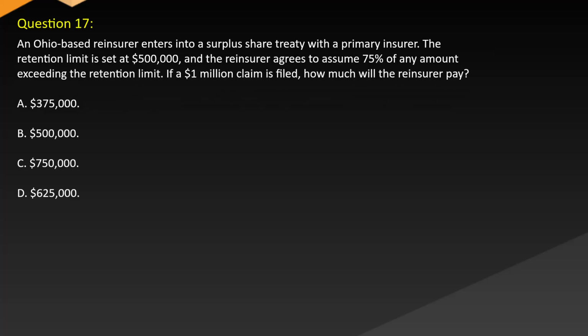Question 17. An Ohio-based reinsurer enters into a surplus share treaty with a primary insurer. The retention limit is set at $500,000, and the reinsurer agrees to assume 75% of any amount exceeding the retention limit. If a $1 million claim is filed, how much will the reinsurer pay? A. $375,000. B. $500,000. C. $750,000. D. $625,000.